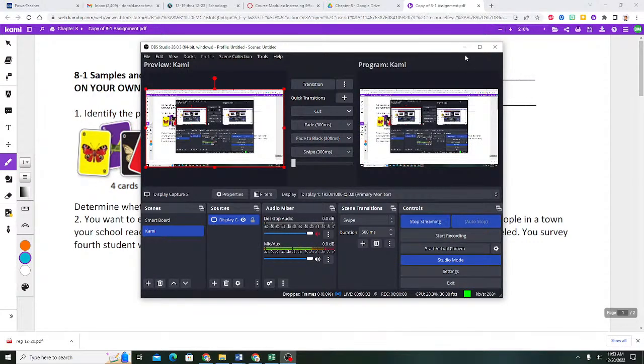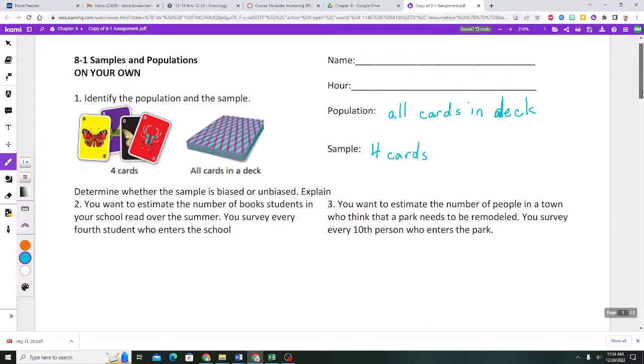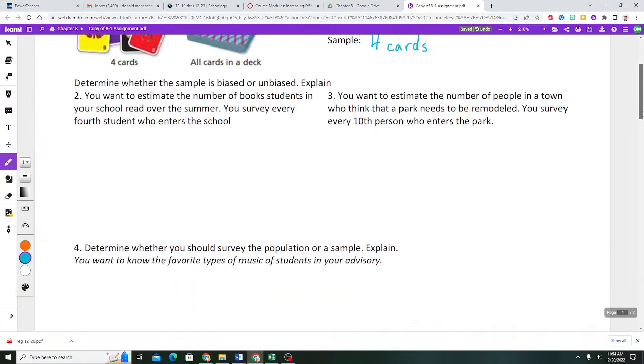Okay, so going to try to do this. I might get interrupted partway through, but identify the population of the sample. So 4 cards versus all the cards in a deck: the population is all cards in a deck. Then the sample would just be 4 cards. So remember, population is the entire group and sample is part of the group.